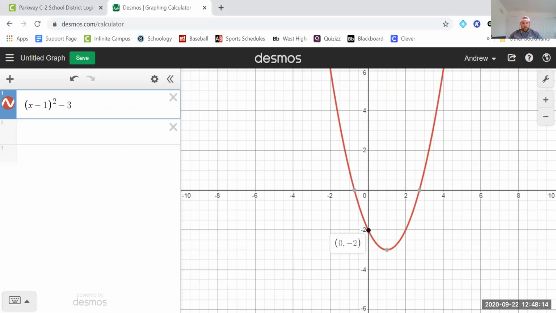Okay, so it's good to be able to know how to use some sort of graphing calculator. In our case, if you want to use Desmos, I'm okay with that as well. Questions?